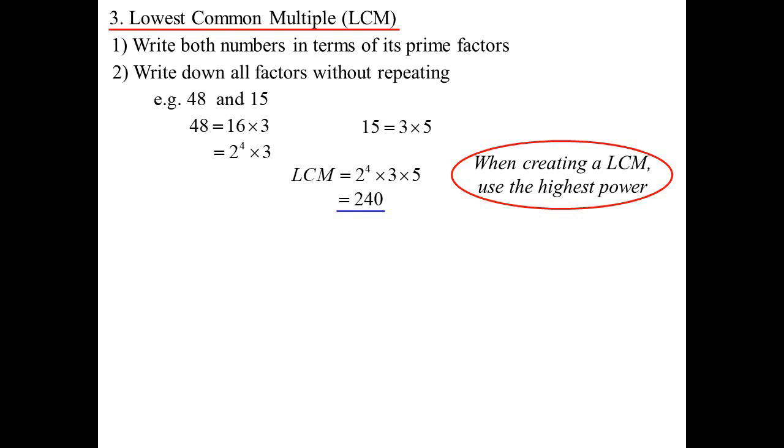Two numbers for this example, 48 and 15. So 48 is 2 to the power of 4 times 3. 15 is 3 times 5. So, lowest common multiple: if it's not there, put it down. So 2 to the power of 4, not there, put it down. 3, not there, put it down. 3, oh, it's there, I'm fine. 5, put it down. That would be our lowest common multiple. So that's the smallest number that both 48 and 15 go into.